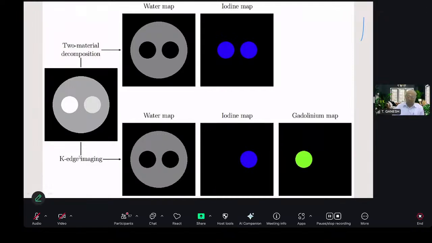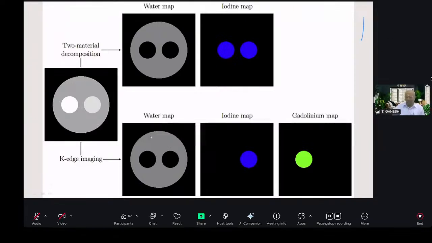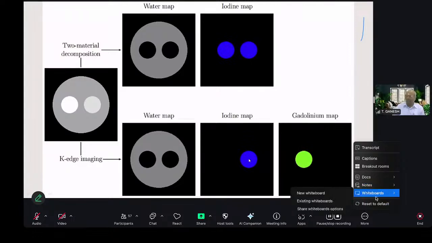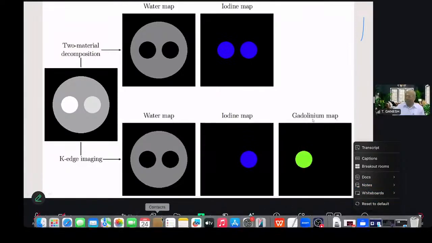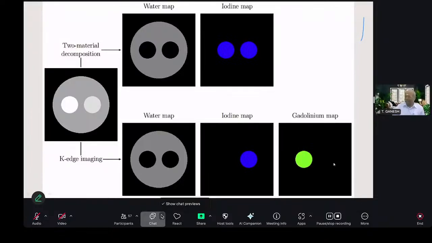Now, if you add K-edge imaging, the third differentiation, you have to use the K-edge. So water map, once again, shows only the water. Iodine map, it's magic. It just simply discards gadolinium and tells this is the iodine map. And when we say gadolinium map, it tells only this is the gadolinium. Iodine it completely suppresses. So this is how we are able to differentiate between the different contrast agents.